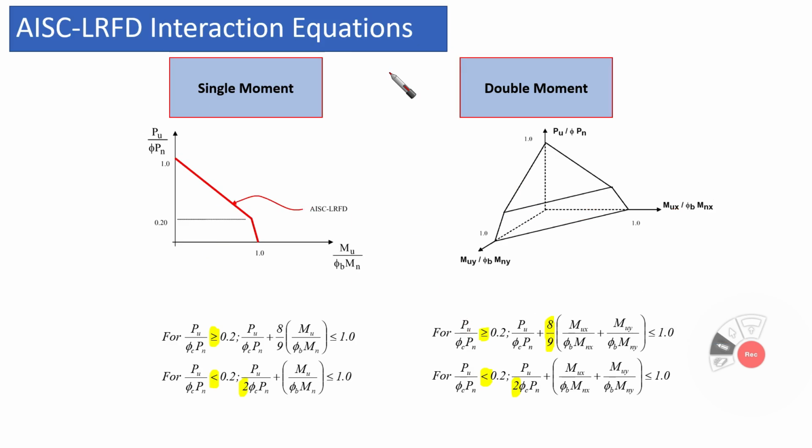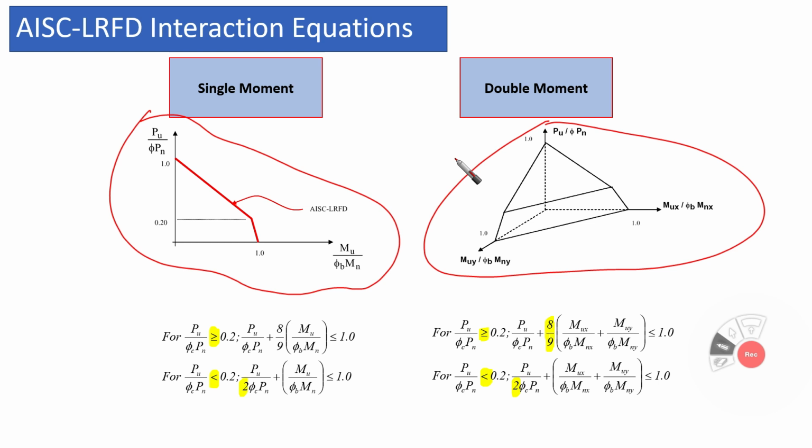And this is also another visualization for what we have said before. If we have only one moment, if we are dealing with moment around the x-axis, which is the strong axis, for example, then we can use this equation. It is the same as I have said before. I'm not going to repeat it. The moment term here is going to be only one term.